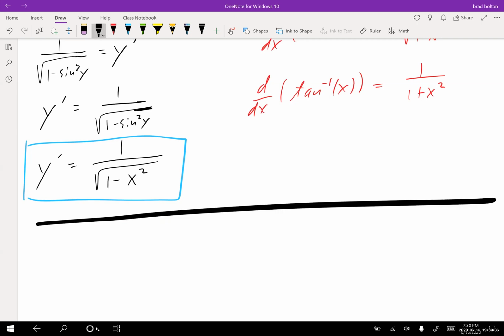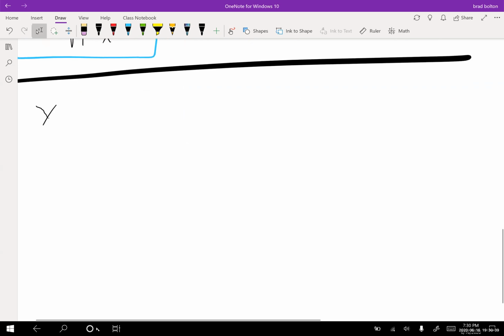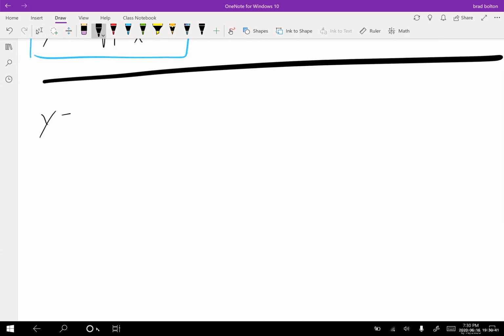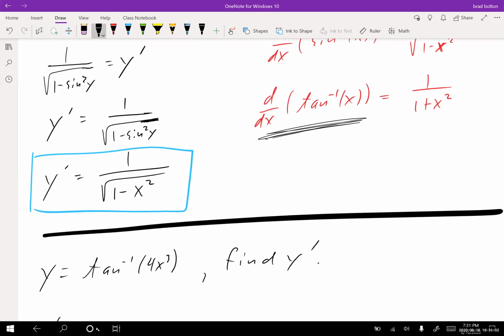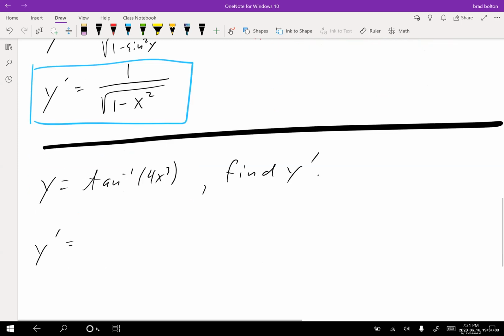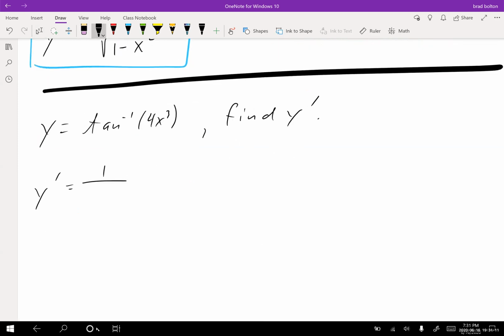That means if we wanted to look at an example, let's say that I gave you something like this. I said y equals the tangent inverse, or arctan, of 4x cubed, and I ask you to find y prime. Okay, so all you would do is you would say, well, y prime is equal, and we come up here and we see, well, this is the derivative of tan inverse would be this. So I'm going to simply say that it's going to be 1 over 1 plus 4x cubed squared.